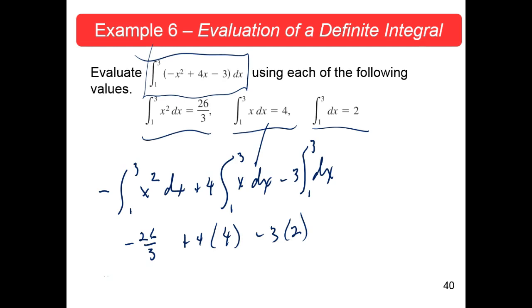All that's left is math. It's not even algebra. It's just math. Minus 26 thirds plus 16 minus 6. Well, which would you rather go? Mixed numbers or fractions? I don't care. You tell me.